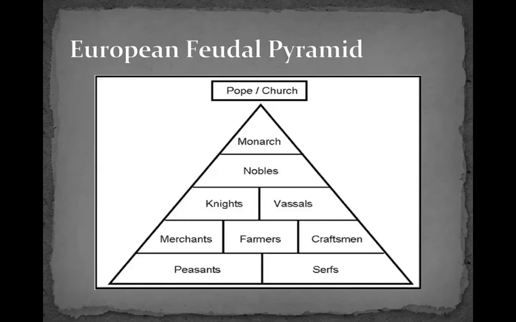This is what the European feudal pyramid looked like. So just how in Japan there are people, or in this case a person, an organization that is outside of the main pyramid, in Europe that is the Pope and the church. They are above, outside of the pyramid. At the top of the pyramid we have the monarch, the king. There are nobles, the wealthy, the knights, and the vassals. Then on the next line, we have the merchants, the farmers, the craftsmen, and at the very bottom of the European feudal pyramid, we have peasants and serfs.